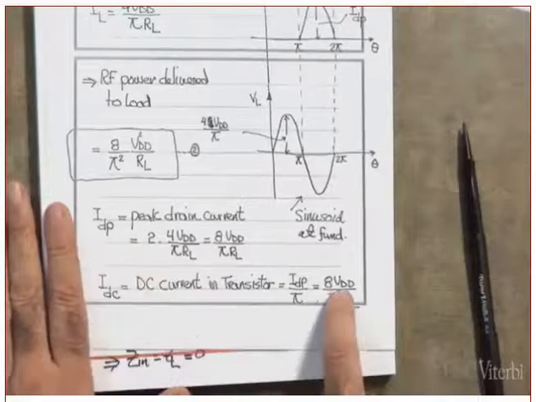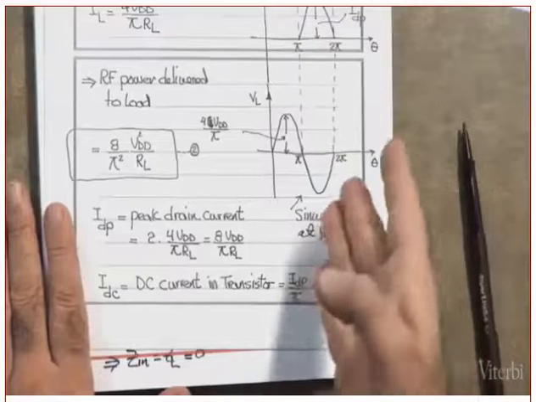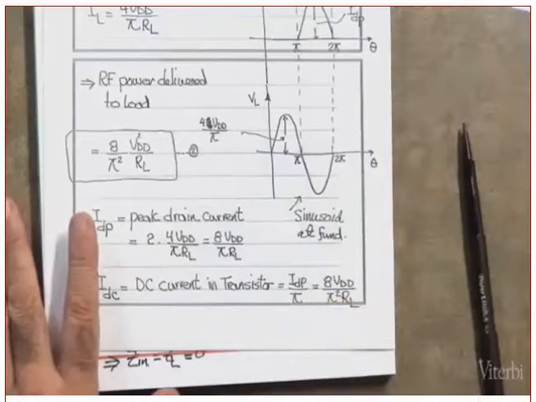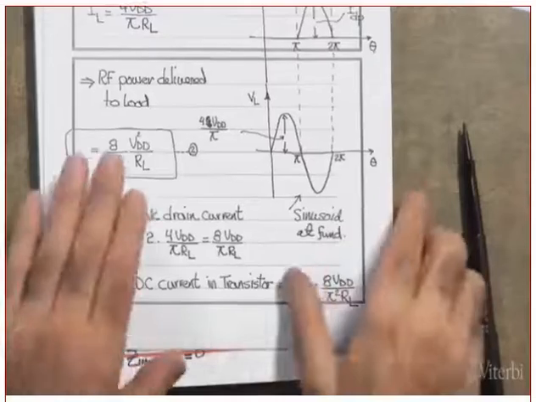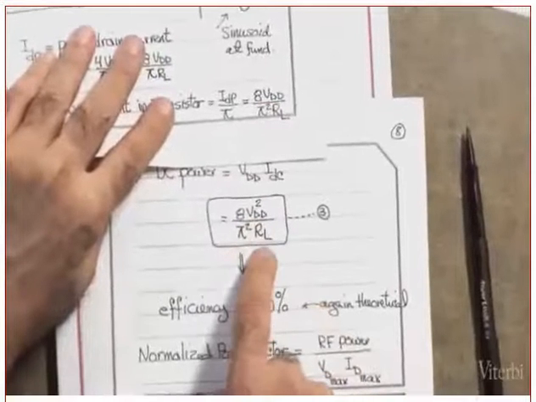So what do you get? 8 VDD over pi squared times RL. Yes? What is this? That's the one that you were just asking. That's the DC current in the drain. What do you multiply it with to get the DC power? You multiply it with VDD, which is the power supply. So you get 8 VDD squared over pi squared RL. Clear? Is this one the same as this one?